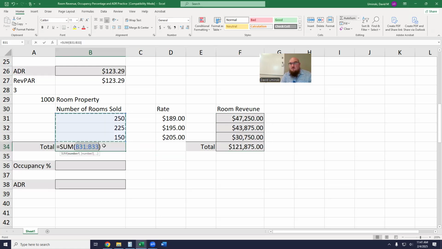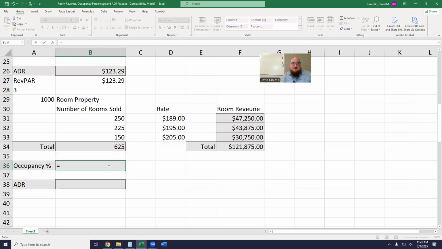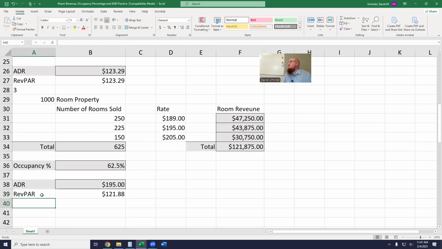I've got my total. My occupancy is equal to this divided by that. My ADR is equal to this divided by the rooms sold, and my RevPAR is equal to that divided by that. Okay, you still have to know the formulas, you still have to know the math involved, but Excel does it for you. You don't have to take the time to put it into your calculator. I still have to know that my total revenue divided by this is my RevPAR.